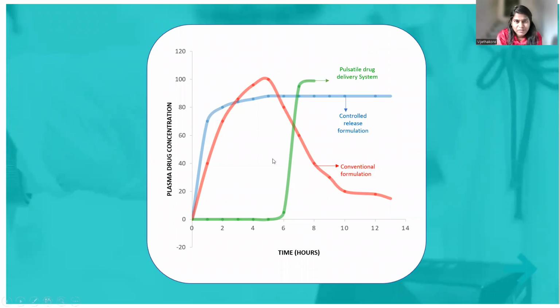And this is a release profile of pulsatile drug delivery and other formulations. See here, the red one is the conventional formulation. The plasma drug concentration time profile of the conventional formulation, the red line. After administration, the drug is released from the dosage form and the concentration of drug in plasma increases up to Cmax. Then elimination starts and the concentration will decline in plasma.